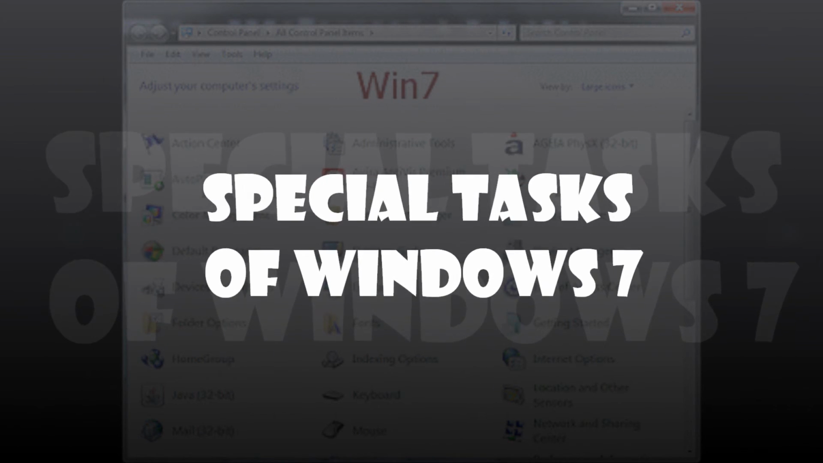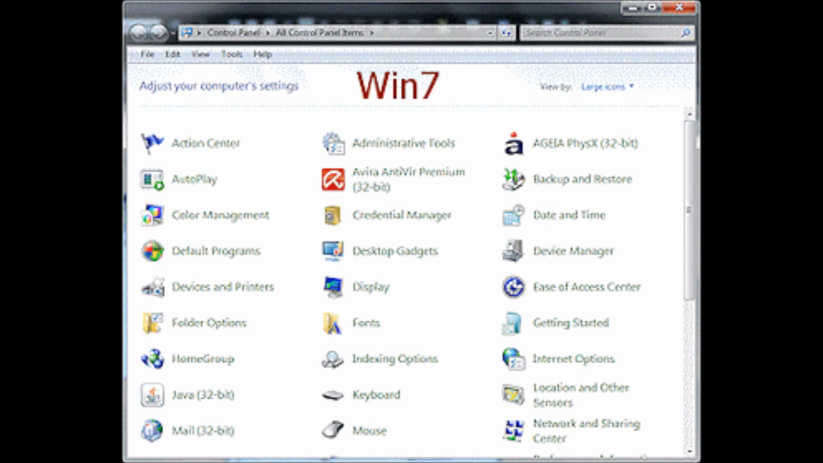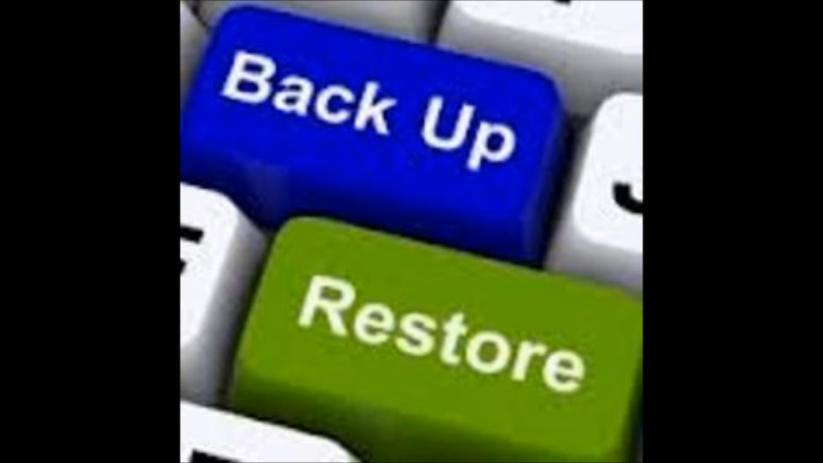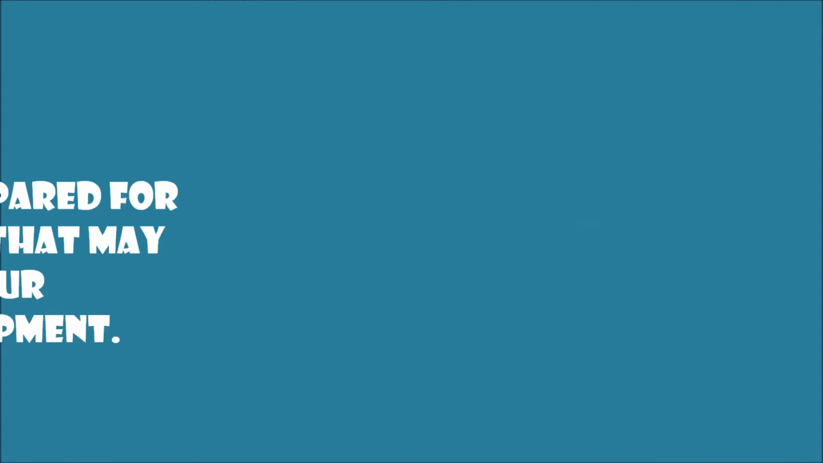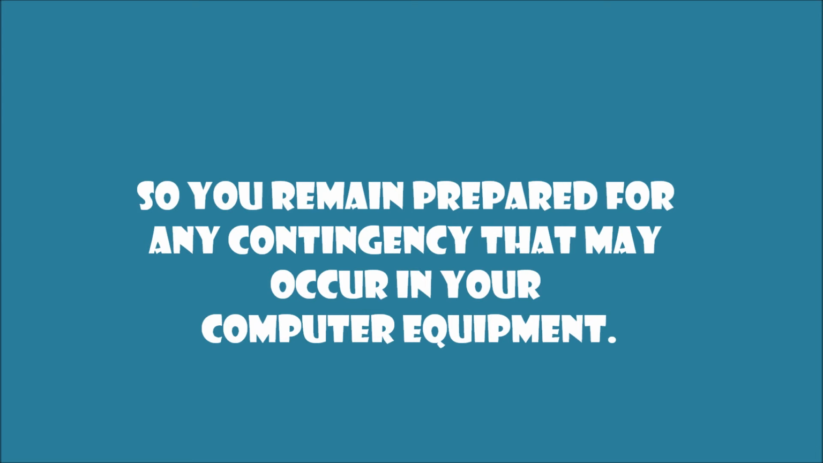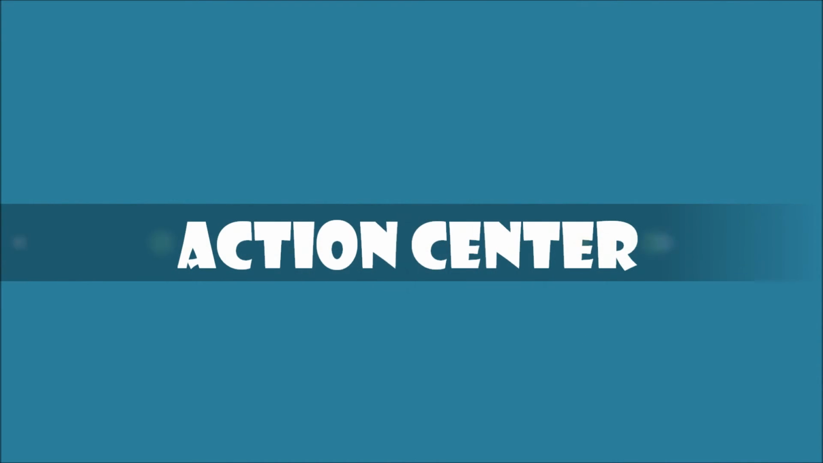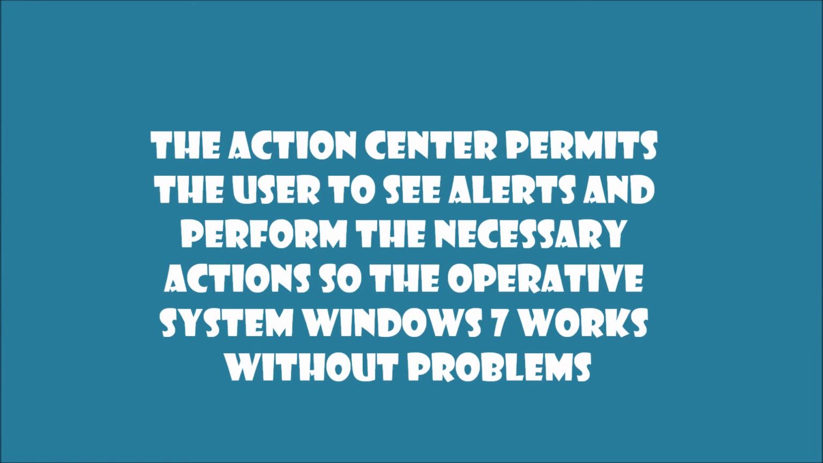Now I'm going to talk about special tasks of Windows 7. Backup and restore. The option Backup and Restore permits you to create backups of the personal files that you consider the most important, so you remain prepared for any contingency that may occur in your computer equipment. Action Center. The Action Center permits the user to see alerts and perform the necessary actions so the operating system Windows 7 works without problems.